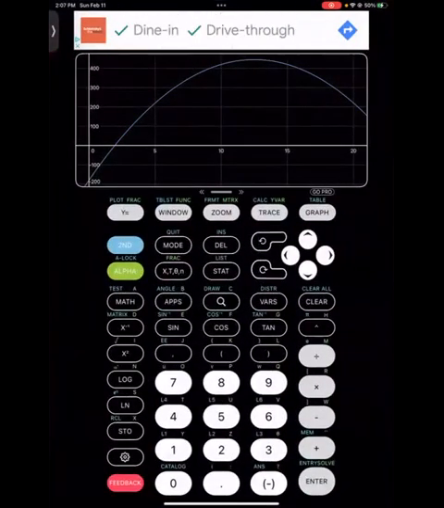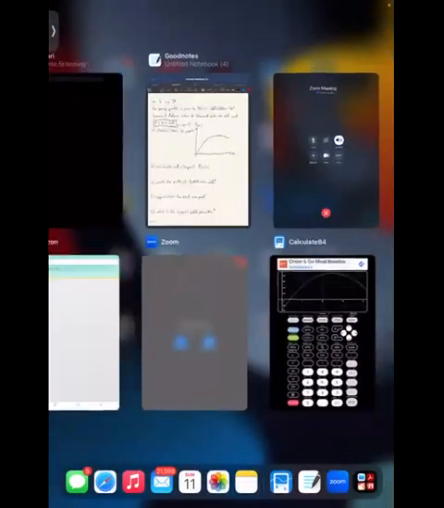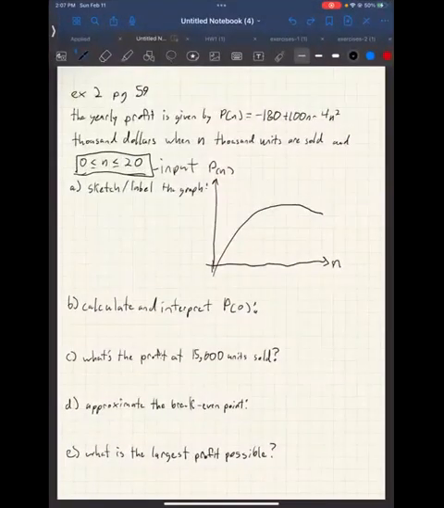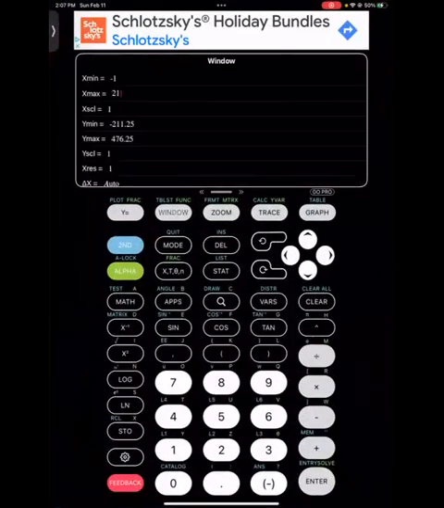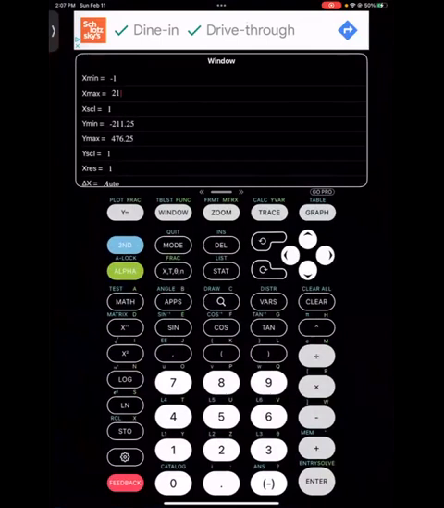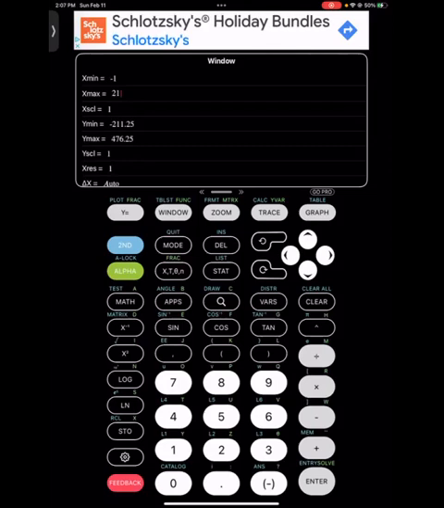So here, because of what the question told us to do, our graph goes from 0 to 20. So I know that I need to have my input labeled here. This is 0, and this is going out to 20. But that doesn't tell us anything about our y values. In fact, when we go to our window for our y values, it tells us the y minimum should be negative 211, and the maximum should be 476.